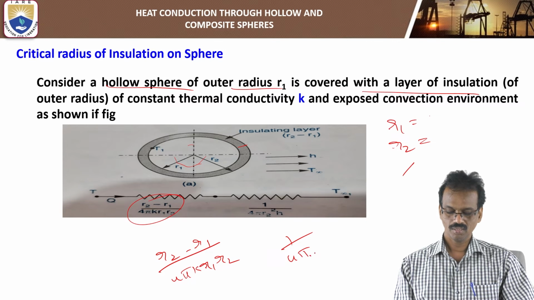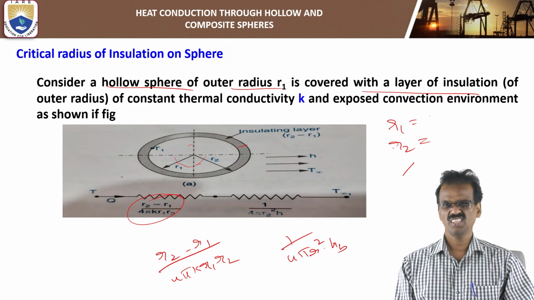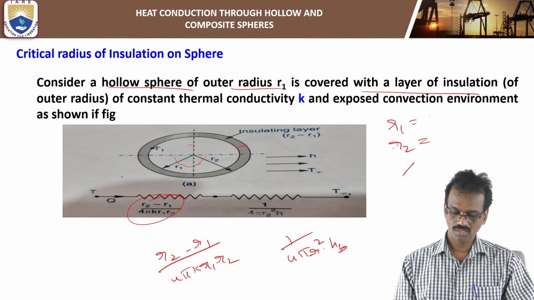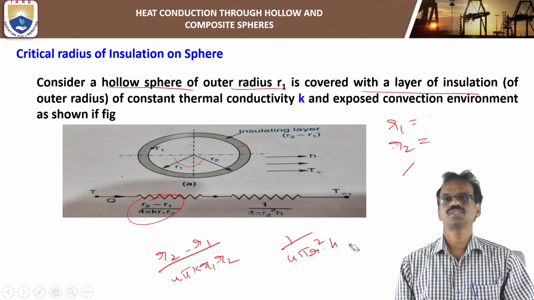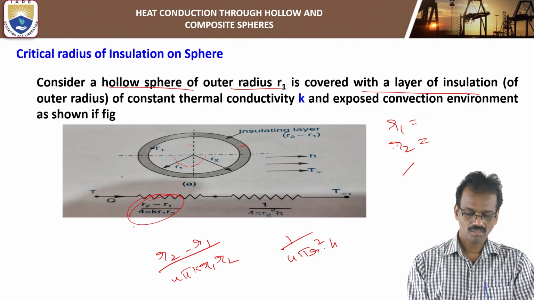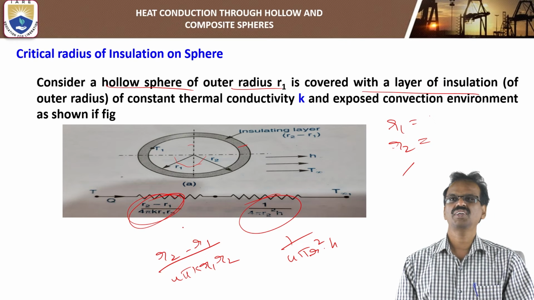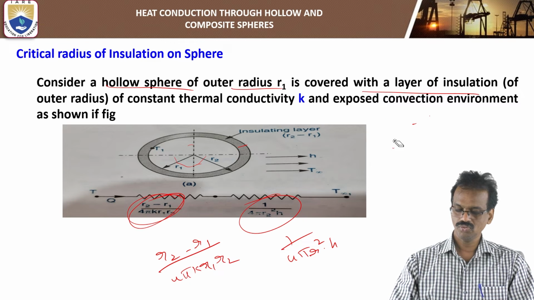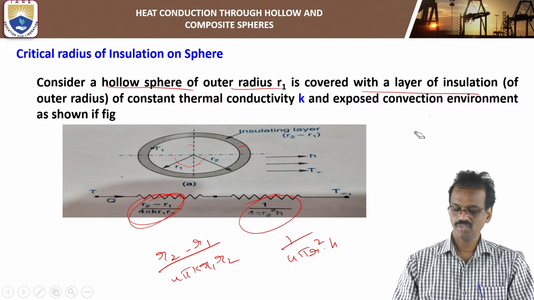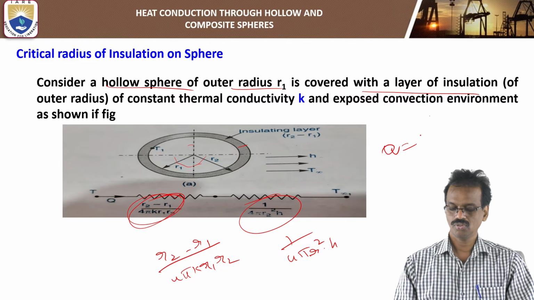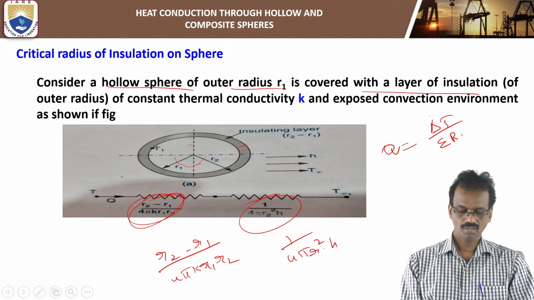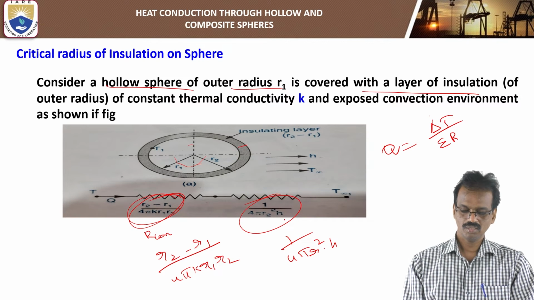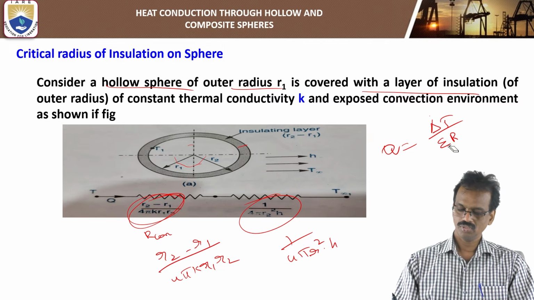So 1 by 4 pi R2 squared into h. Here there is no h_a, so we can take directly h. So this is the conduction, this one is the convection, heat transfer takes place. Then the final formula, based upon the electrical analog, is q equal to delta T by sigma R, where R means R conduction and R convection. You can write it like this.